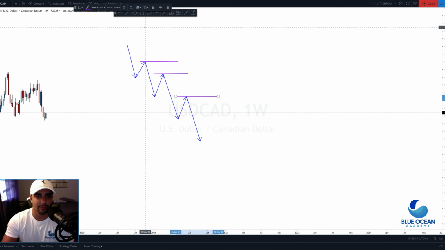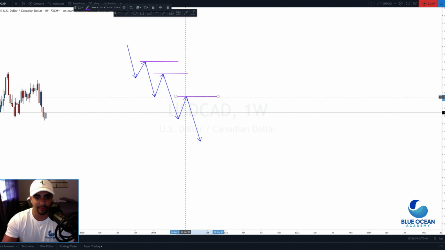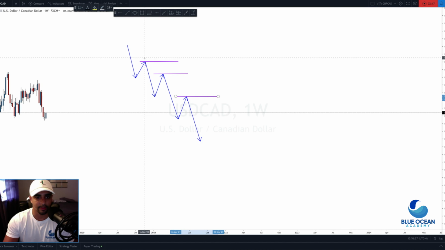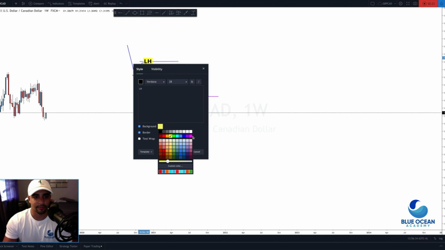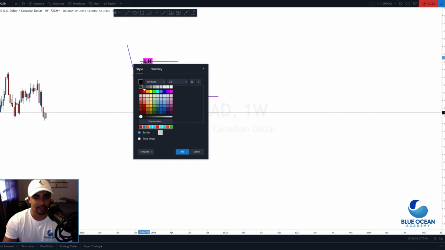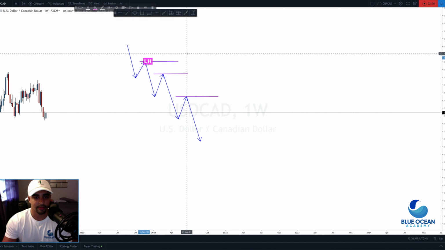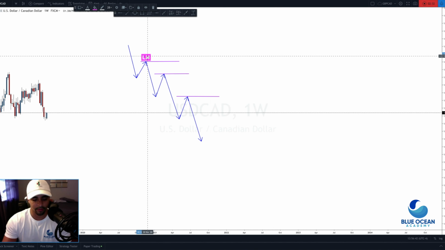So I'm going to mark these off. Now, as our ceilings drop, our floors also drop. Let me mark these off visually for you to see it. Here I'll put an LH for a lower high. I'm going to use some fancy colors, nice and pink. So these are our lower highs.